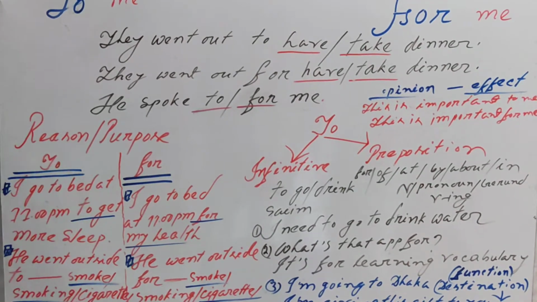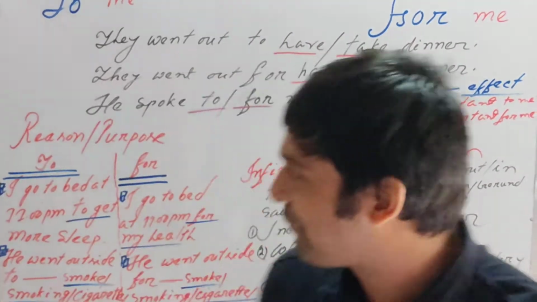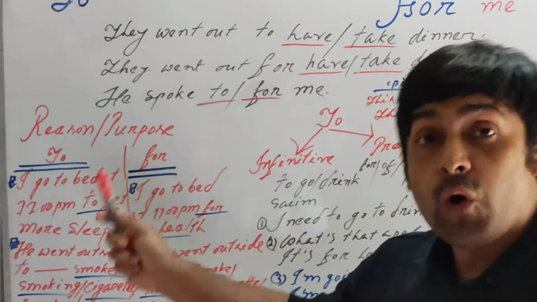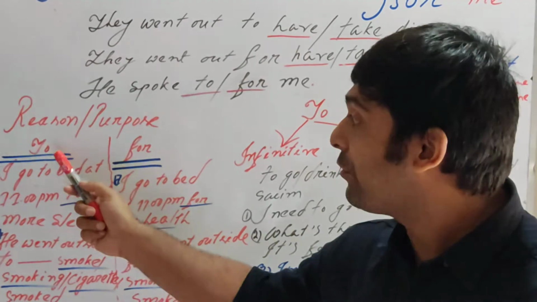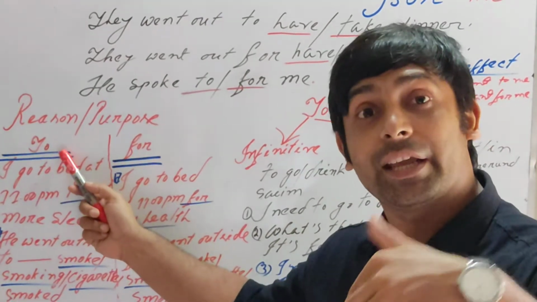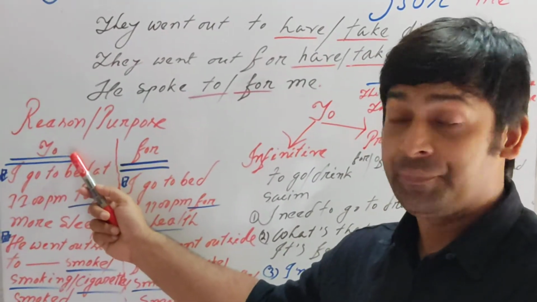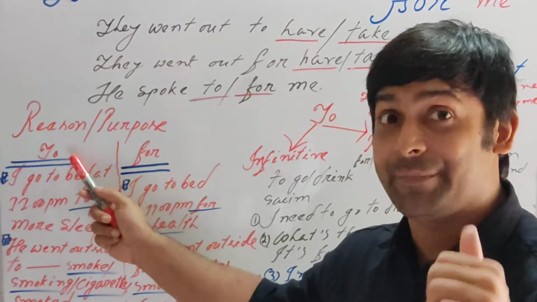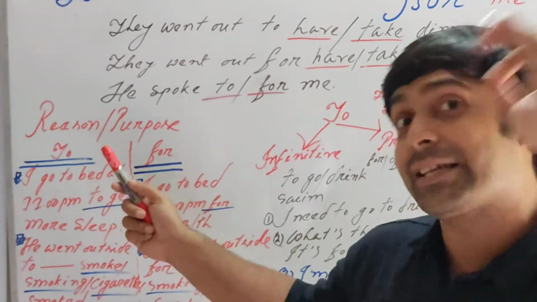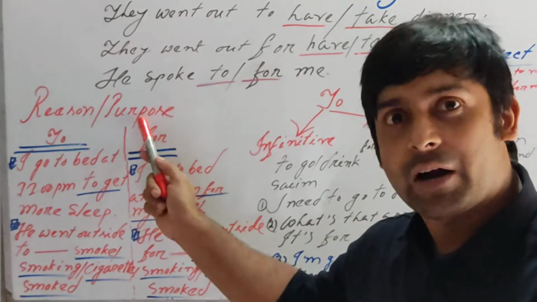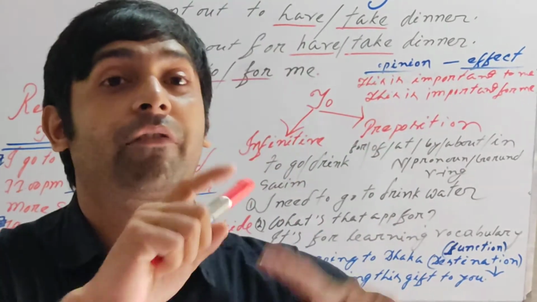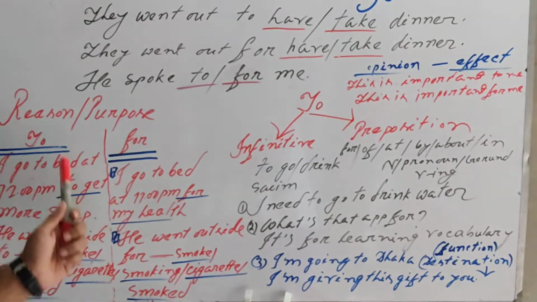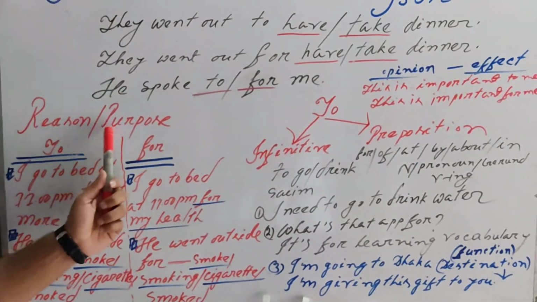It's okay. Next, it will also be very clear if you understand how to is used in the sentence. I mean, what does to indicate in the sentence? Reason or purpose. I mean, to depends on reason or purpose. So let's have a look. Reason or purpose. According to that, what's the reason?